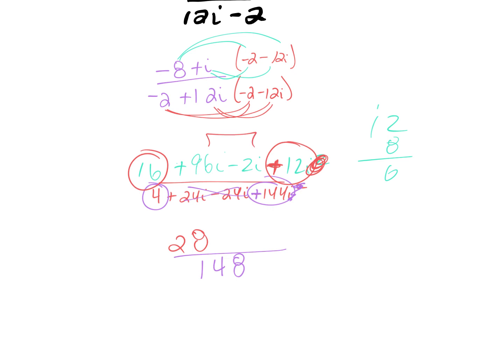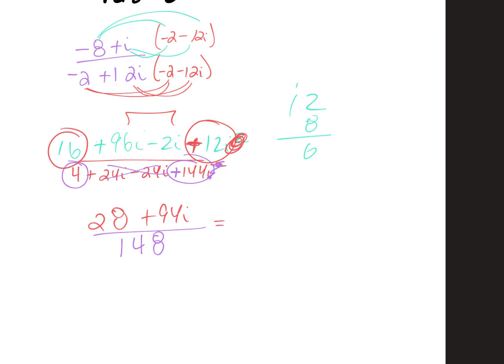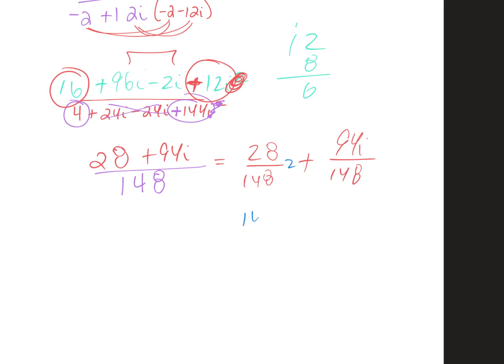96i minus 2i, plus 94i. All right, big numbers, but what do you notice about all three of these numbers? They're all even. That means 2 will at least go into it. So I have 28 over 148 plus 94i over 148. Instead of spending a bunch of time trying to figure out the biggest number that goes in, just start with 2. If I divide the top and bottom here by 2, I get 28 divided by 2 is 14, right? What's 148 divided by 2? 74. Good.